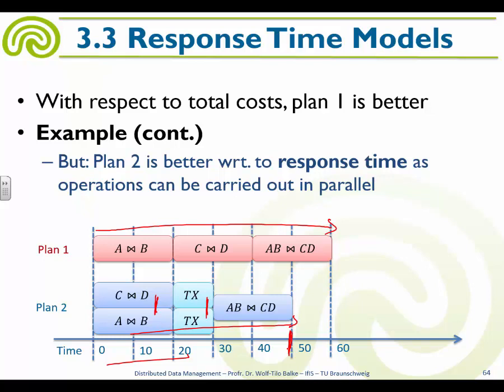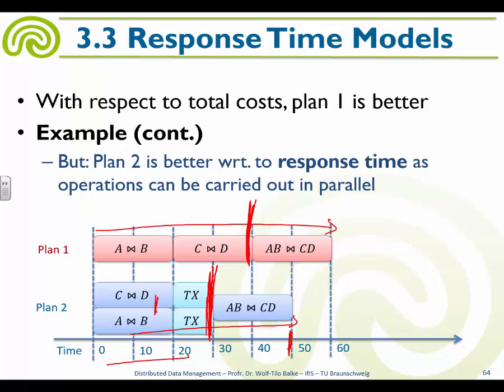The waiting time until the first result is produced is much smaller, right? Because in the first plan, you can only produce the first results after both joins have been completed, 40 time units. In the second plan, already at 30 time units, you can start producing results. Good? Clear?